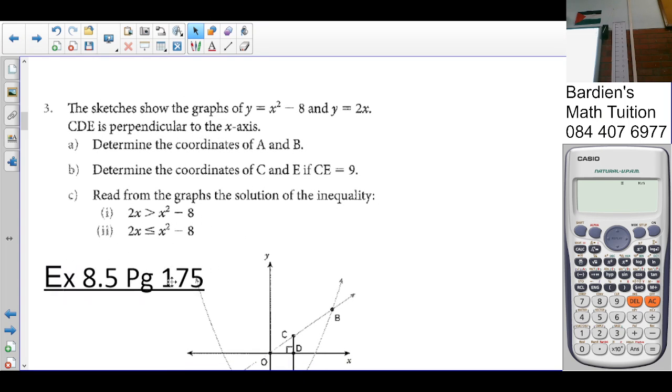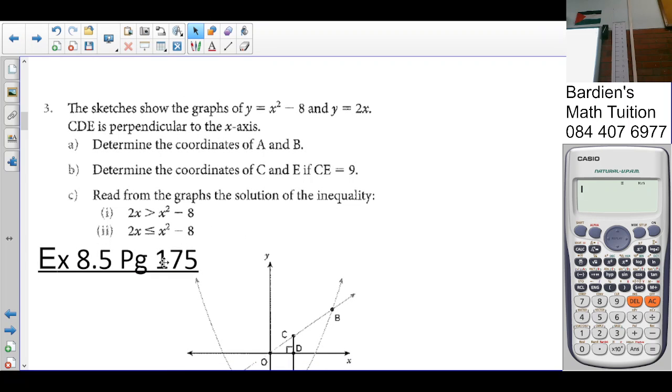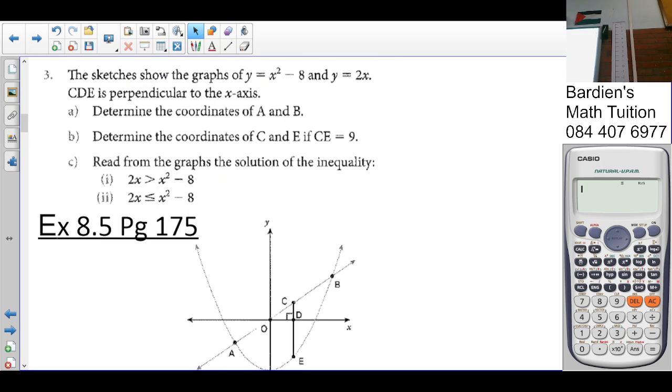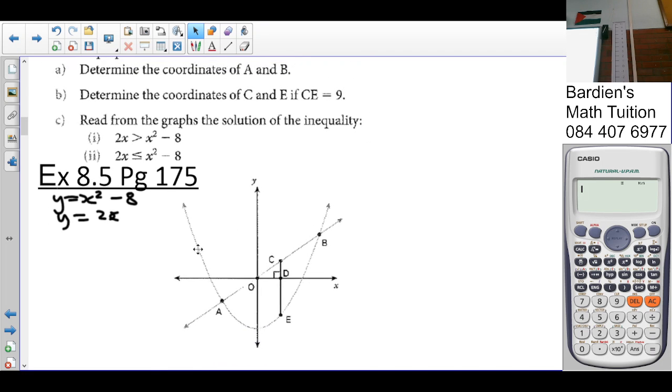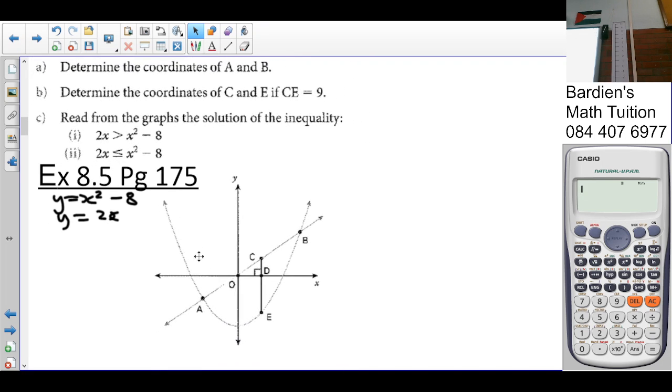Now the sketch shows the graphs of y is equal to x squared minus 8 and y is equal to 2x. CDE is perpendicular to the x-axis, or we could have said is parallel to the y-axis. First question, this is number 3 now. Determine the coordinates of A and B.